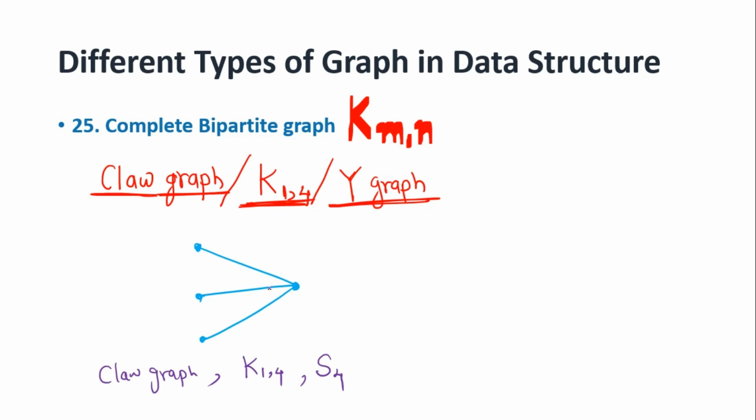A complete bipartite graph of a special type is K1,4, or we can simply say that we get the shape of a Y. This can be represented as this graph. This is called a claw graph, or K1,4, or a Y graph.